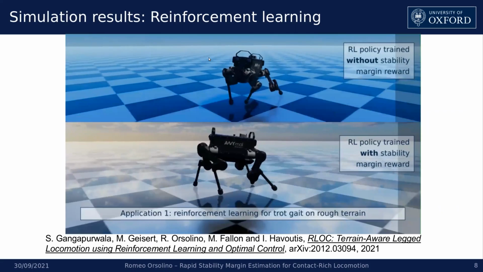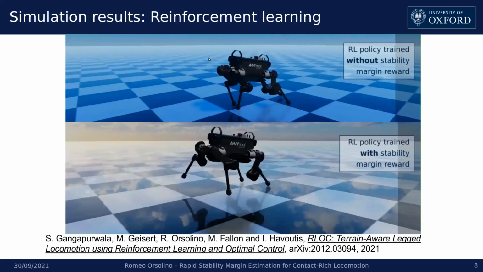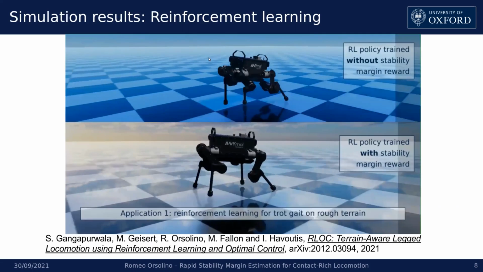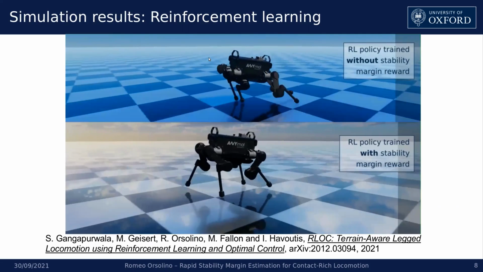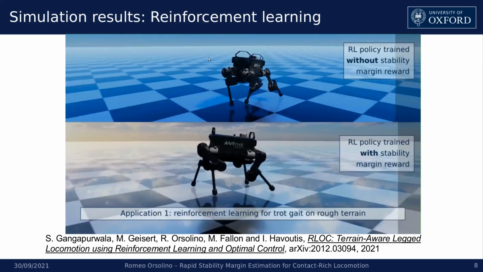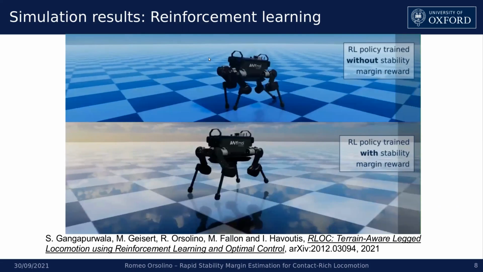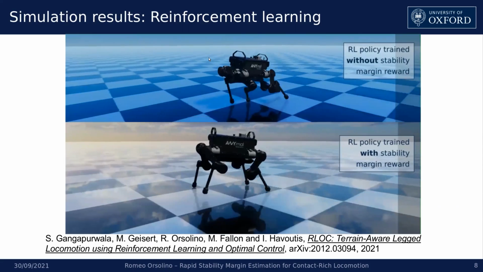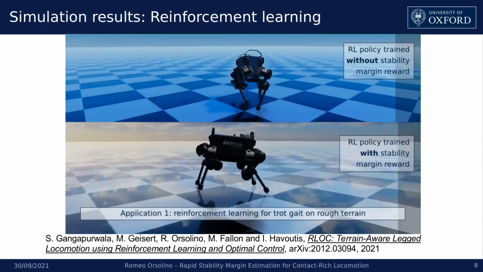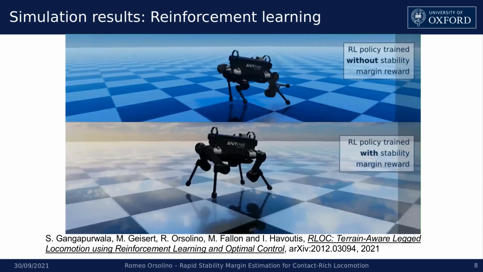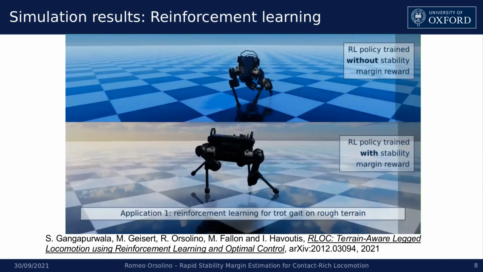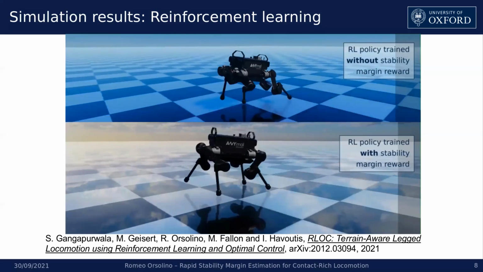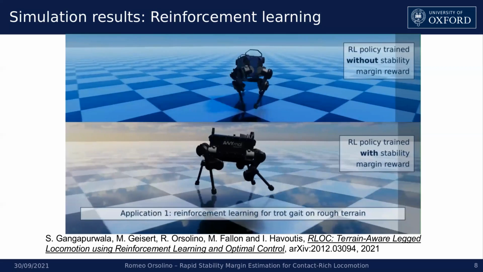Here we show the first application of the learned stability margin in a reinforcement learning setting. In this case, the stability margin acts as a dense reward function that keeps the robot balanced while attempting to track a desired forward speed. These simulations show that even for a partially tuned policy like the one shown here, the resulting behavior exhibits a lower base acceleration compared to a policy trained without the stability margin reward.